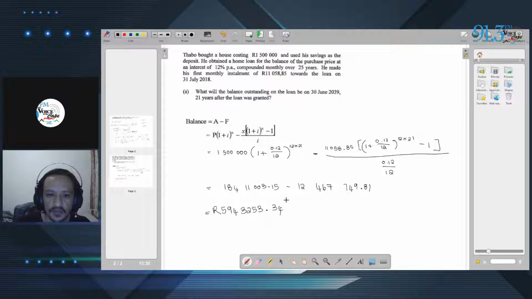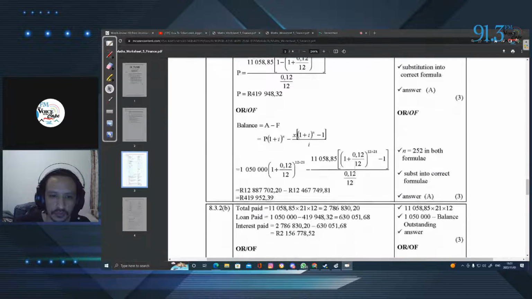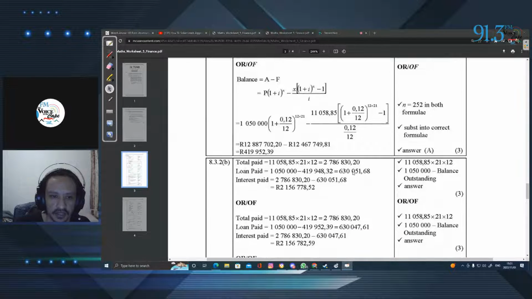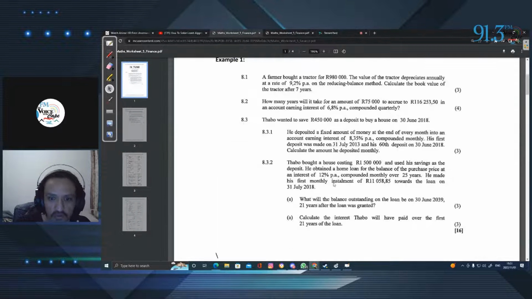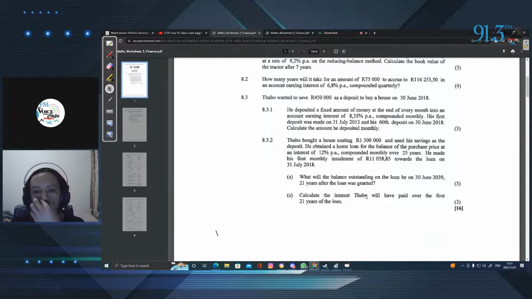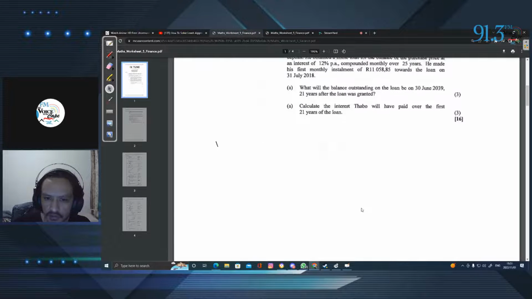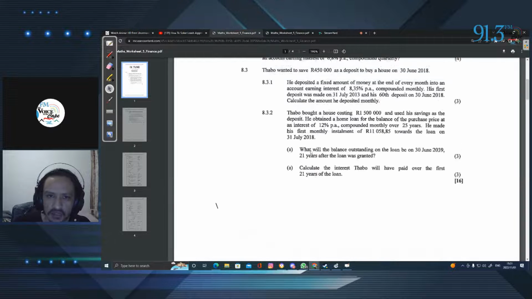And there we go. Easy peasy lemon squeezy, right? Now, let's look at the next question over here. Then they state, calculate the interest Tabu will have paid over the first 21 years of the loan. Isn't this B? Oh, it is B. It's A twice.